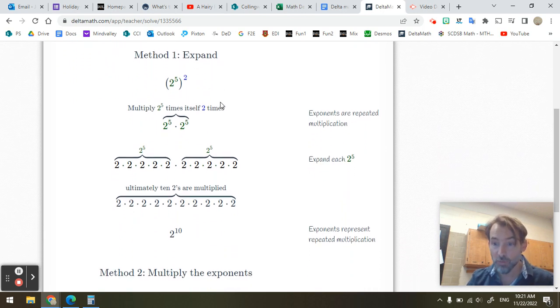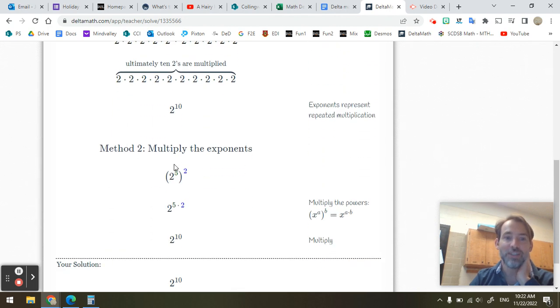Method 1 is the way you will remember this if you forget your rules, is you just expand things by multiplication. So multiply 2 to the 5 by itself 2 times, and we get 2 to the 5 times 2 to the 5 here, and then you expand that out, and you see that you're multiplying by 2 10 different times. Okay, ultimately 10 2's are multiplied, so that's 2 to the 10.